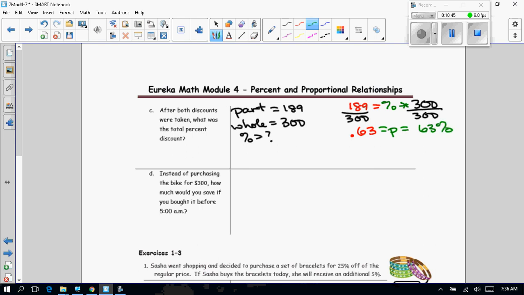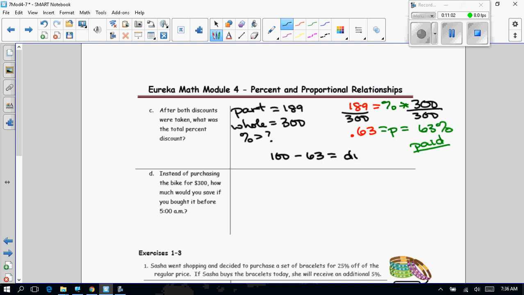No, that is not what I saved. 63% is what I paid. This is the percent I paid, so I just need to subtract it from 100. So take 100 minus the 63. This is going to be how much of my discount.